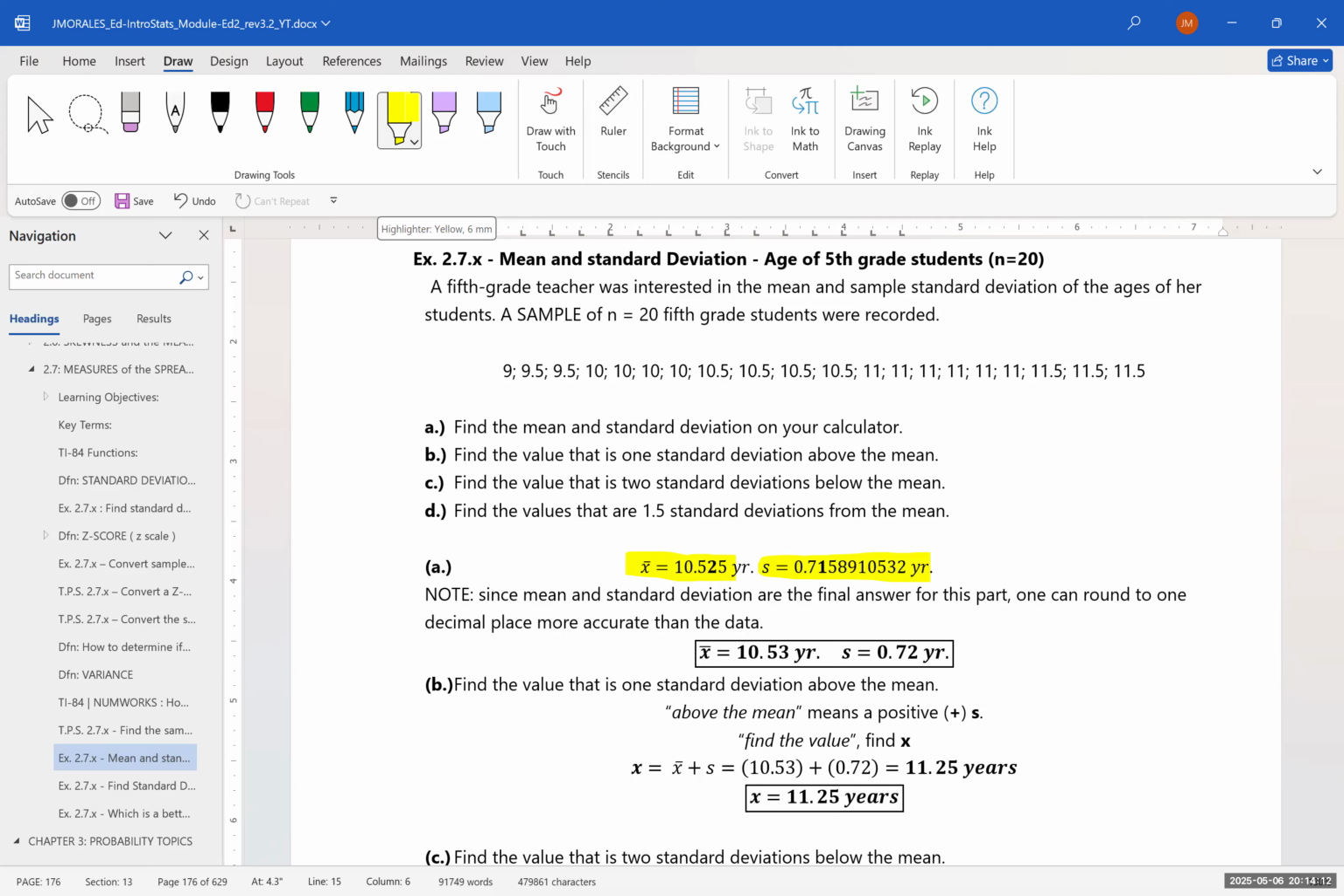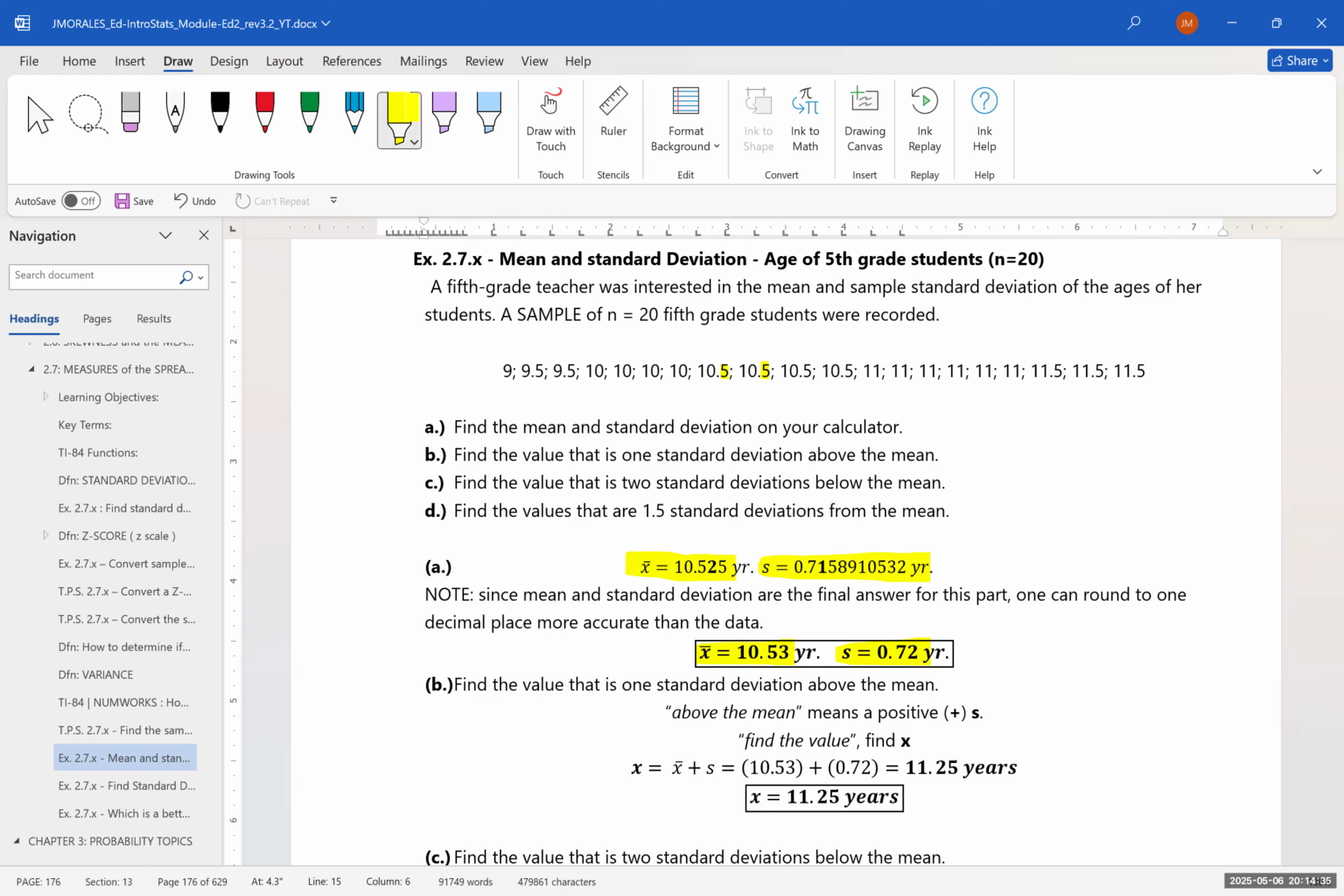So in part A, since the mean and the standard deviation are the final answer for this part, one can round to one decimal place more accurate than the data. Our data only goes to one decimal place at most. So we're just going to go ahead and round to two decimal places. Okay.